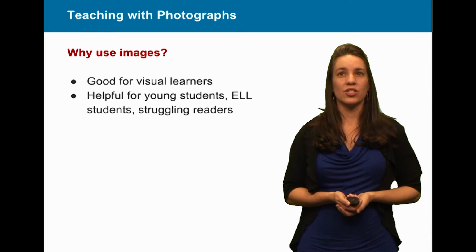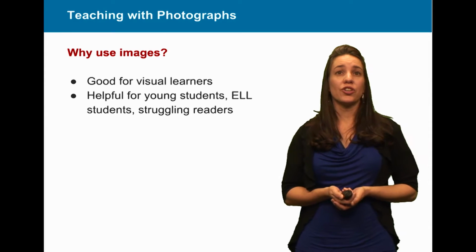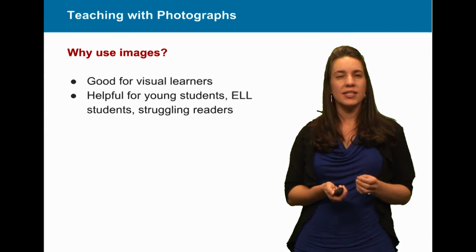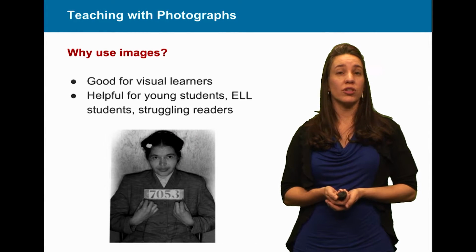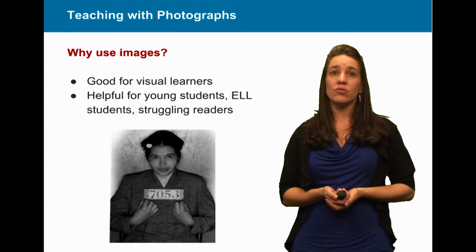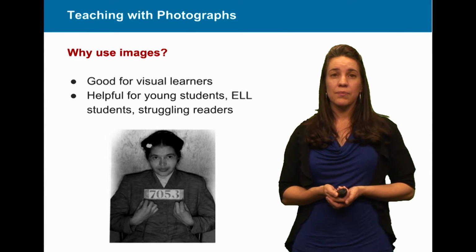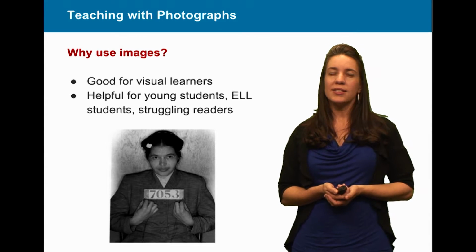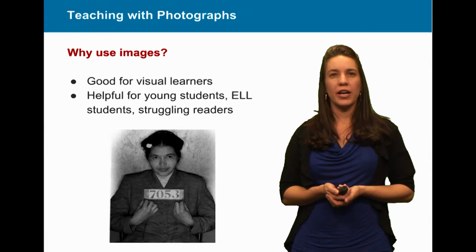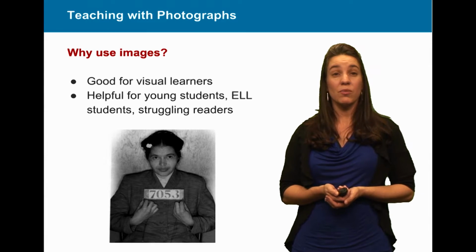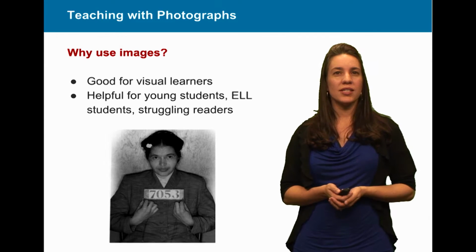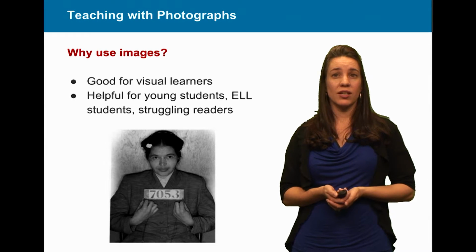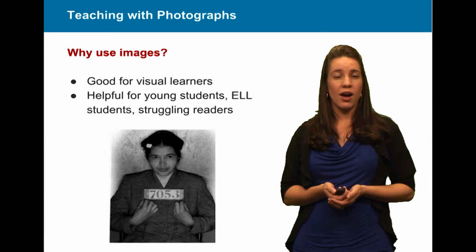So why use images? Well, they're excellent for visual learners, those kids who learn best when they see something that connects to the topic at hand. They're also helpful for younger students, ELL students, and struggling readers. This image of Rosa Parks is not the most common one we see when we're talking about the civil rights movement. This is her mugshot, and it's a great way to get a different perspective about a topic that is oftentimes featured in middle school and high school classrooms. It's a great visual of this time period.